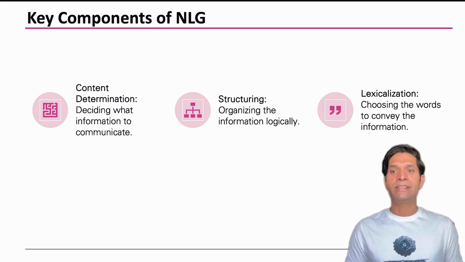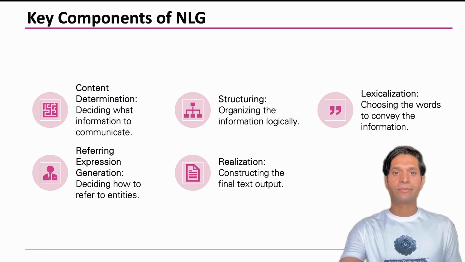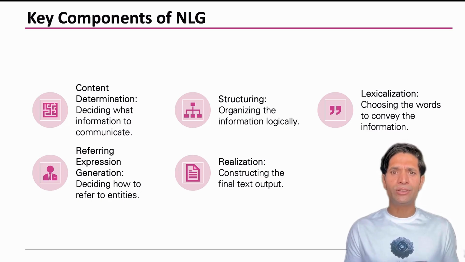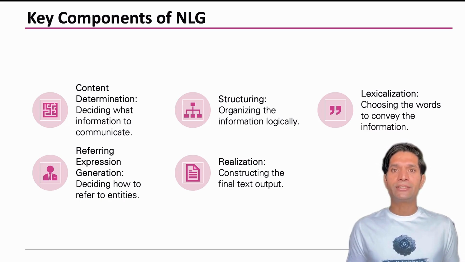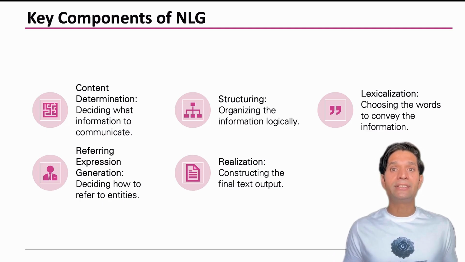And lexicalization, basically choosing the words to convey the information. So what words to really use for a particular thing the customer has asked for. Referring expression, basically deciding how to refer to the entities. And realization, constructing the total text output. So when you really type in ChatGPT, all the things you see here are already happening. Just say write a story for me, it starts writing it. It's so fast that I don't believe it, but all these things are happening behind the scenes when it is generating a story for you. These are the key components which are used in the backend.